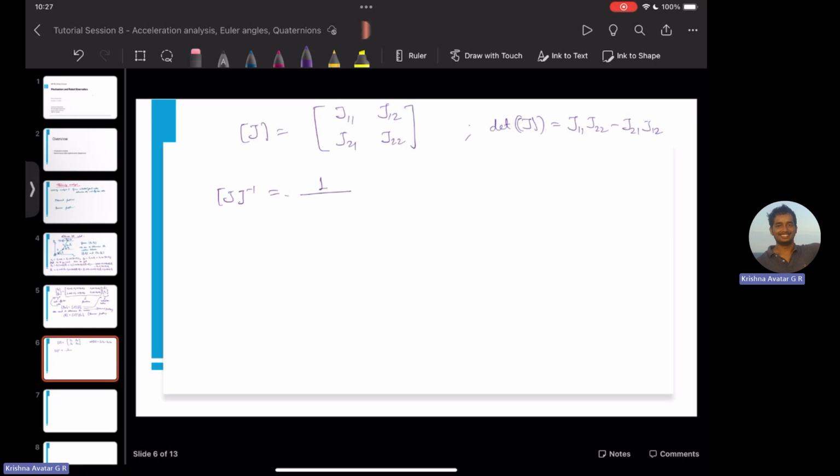and J inverse is given by 1 by the determinant of J, right? Determinant of J, and then the adjoint of J. Adjoint means we have J22, and for this, J12, the cofactor of J12 will be minus J12 itself, and taking the transpose, so here it will also be minus J21, and this is of course J11.